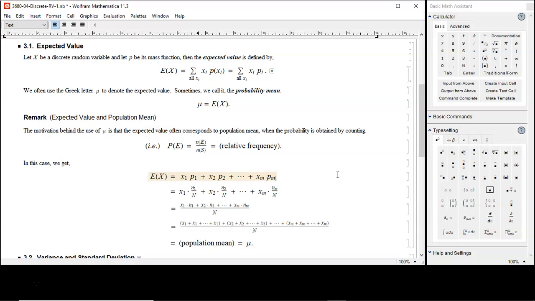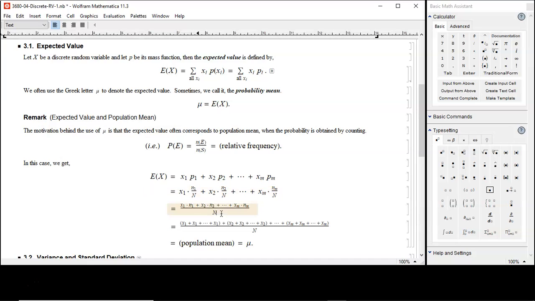x1 times p1, x2 times p2, and so on and so forth. And then p1 is relative frequency n1 over capital N. Capital N is total number of balls in that example we saw before, 10 balls. And then n1 was number of red balls, n2 was number of green balls, n3 was number of blue balls, remember? So we had those probabilities.